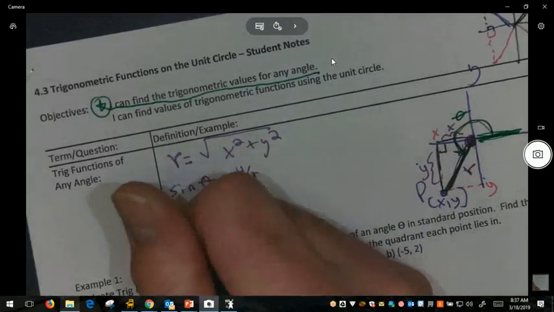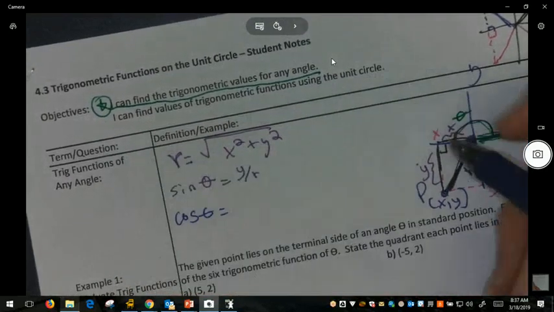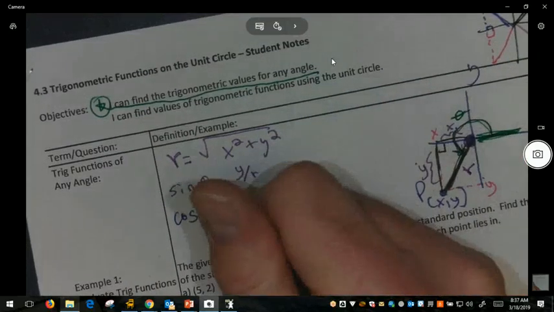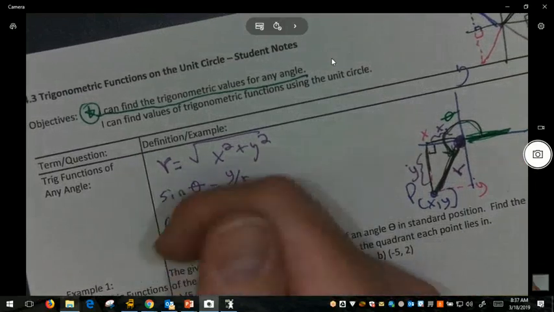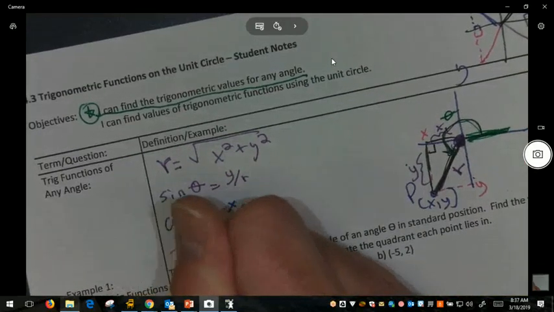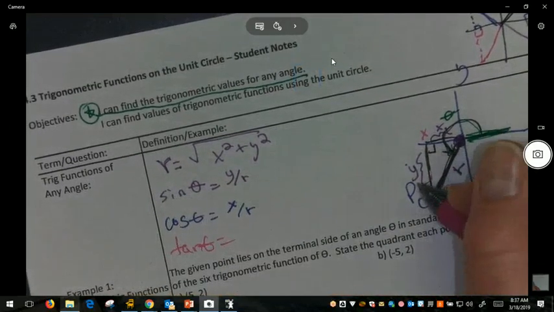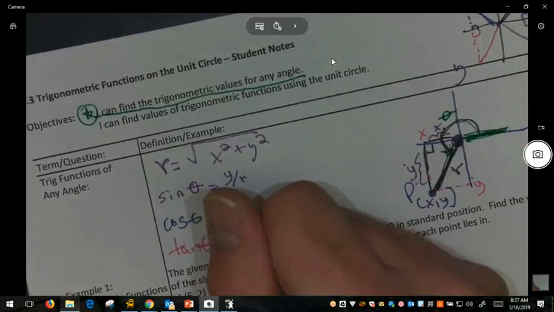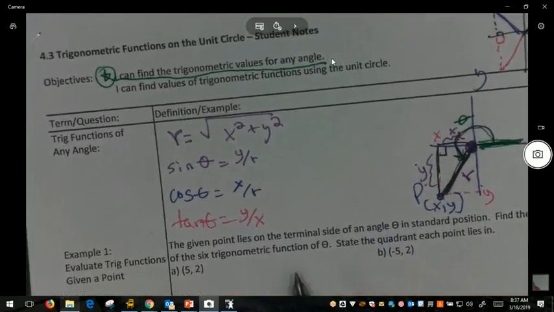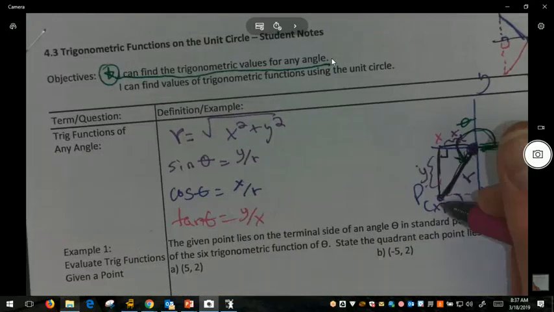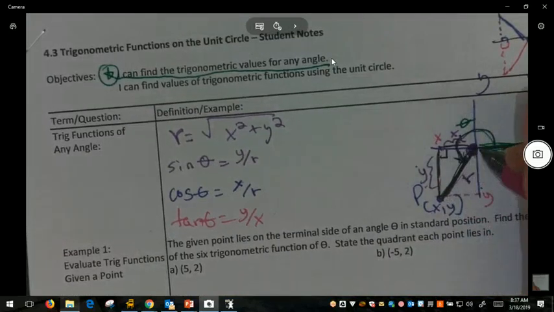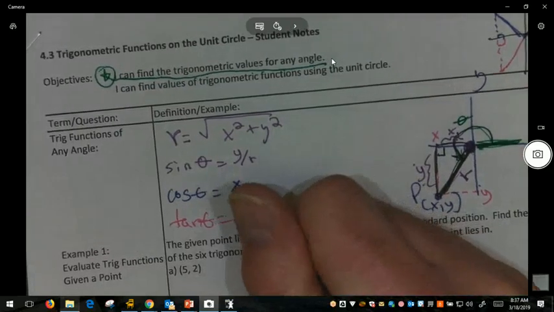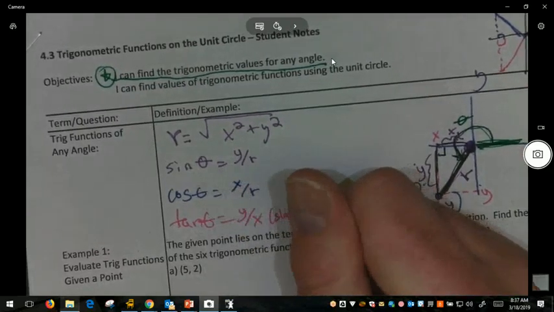Cosine of that angle is adjacent over hypotenuse, so x over r. And tangent of that angle is opposite over adjacent, y over x. By the way, y over x, look at that. If I'm looking at this line, I go up y units and over x units. That is rise over run. It is the slope of the terminal ray.